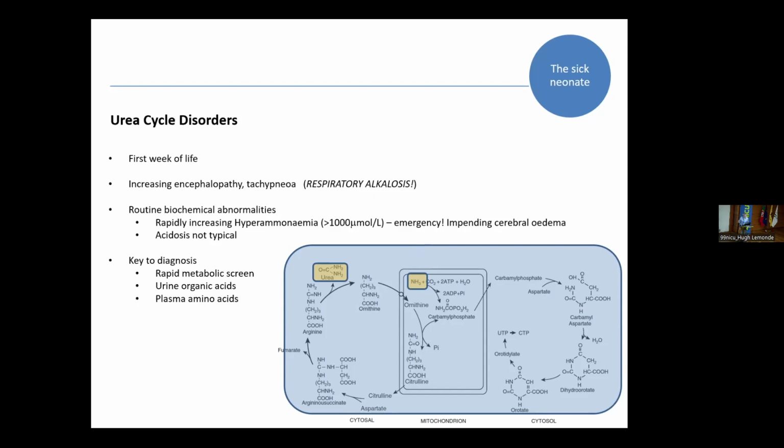It's a respiratory stimulant, so it'll make children tachypneic. And the typical blood gas is, initially at least, a respiratory alkalosis. These children tend not to become acidotic unless they get to the stage where they are having apneas and seizures and having a secondary acidosis. And the ammonia can become very high very quickly and often gets into the thousands.